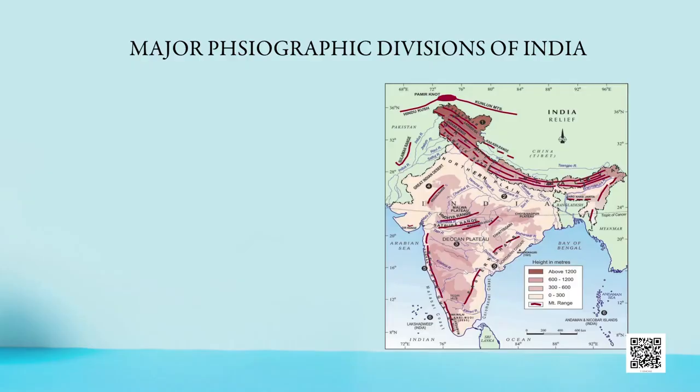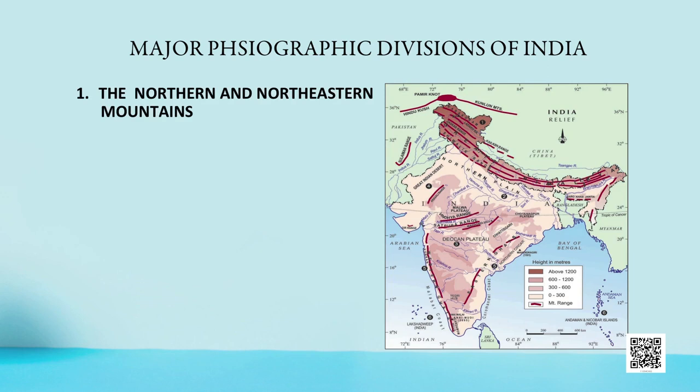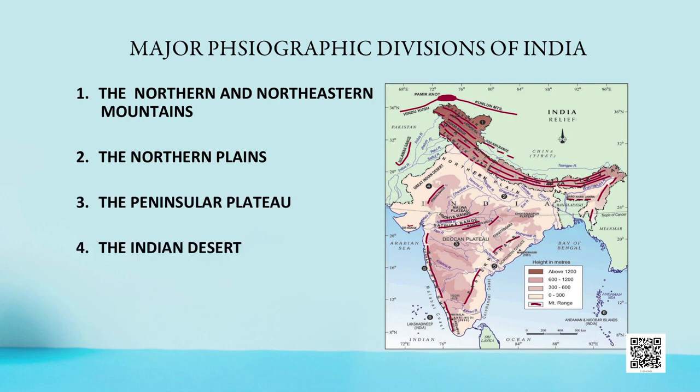So, children, these were the three geological divisions according to the ancient formation, which was the result of endogenic, exogenic and plate tectonic processes. Now, in the next part, I will be explaining the major physiographic divisions of India. The major physiographic divisions of India are the northern and northeast mountains, the great northern plains, the great peninsular plateau, the Indian desert or the Marusthali, the eastern and western coastal plains, and of course, not to forget our island groups.